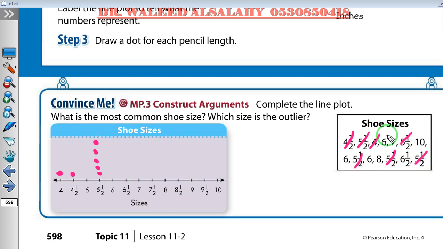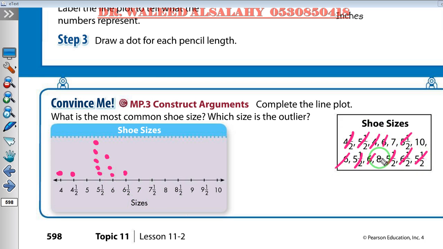6: how many times do we have? 1, 2, 3, so put 3 dots. We have 7. Yes, we have 7. Do we have 6.5 or not? Yes, 6.5 we have 1 time, so put 1 dot.